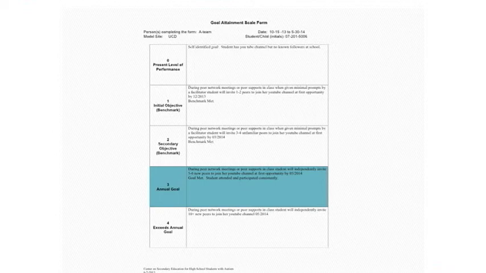She met her annual goal by probably about, let's see, I think it was probably about March or April. So that's what's so great about this goal attainment scale, is that it actually has an exceeds annual goal. So we were able to keep her same goal, but just build on it. And that's what she did.